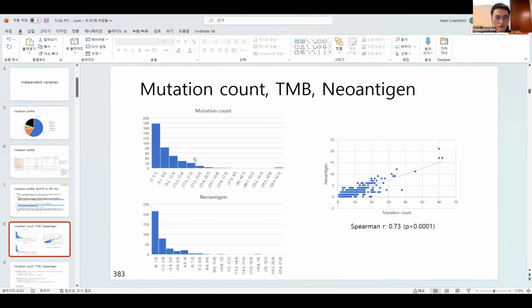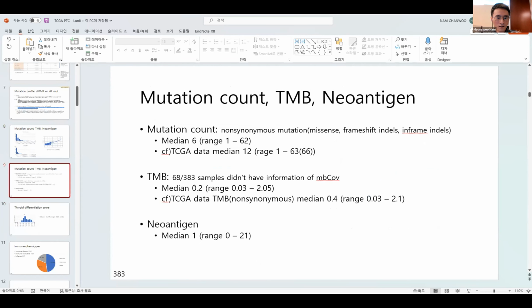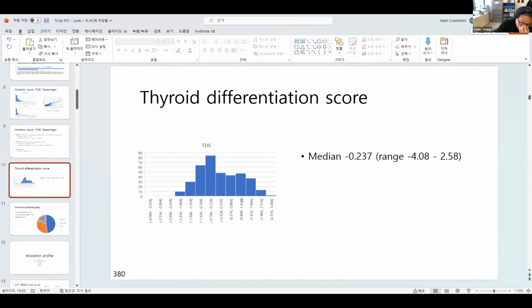In regards to mutation count, there are not many mutations; it's from 1 to 5. For neoantigen, 0 to 1 is most prevalent. There was some Spearman correlation, which of course makes sense, but not much information regarding this. The median for mutation count is 6, for neoantigen the median is 1, and nothing much else. TDS is the same thing. This is inferred using about 16 thyroid function genes' mRNA expression. The median was like this, and this is how they are distributed.